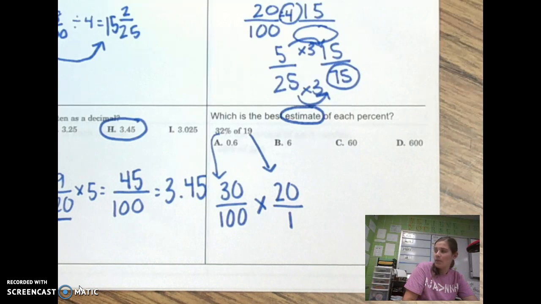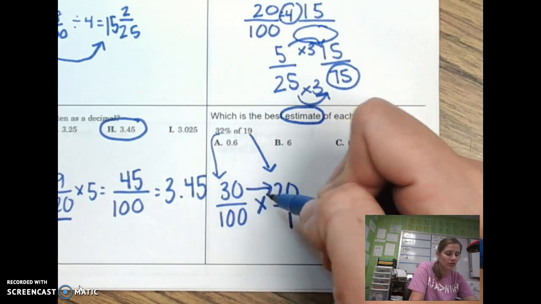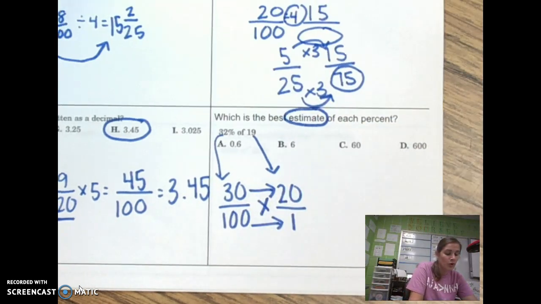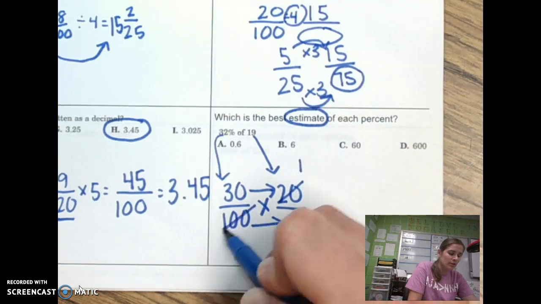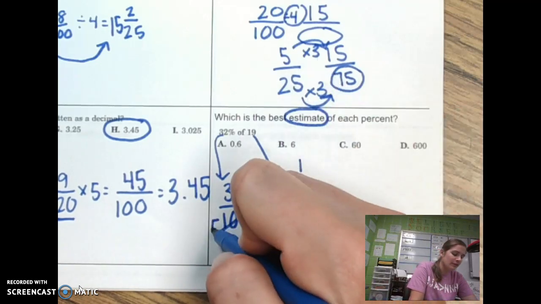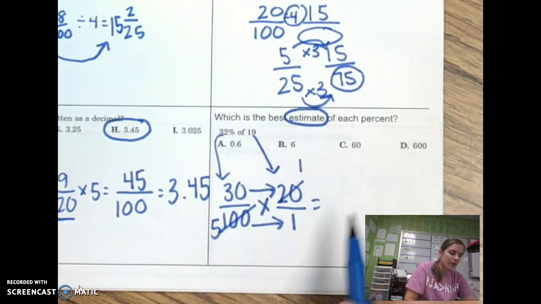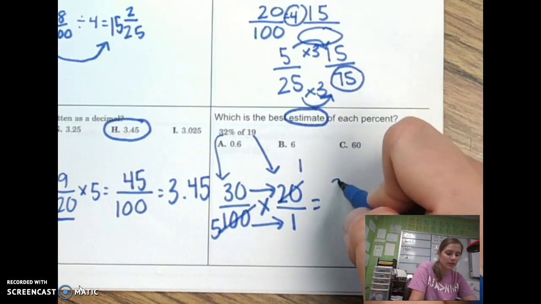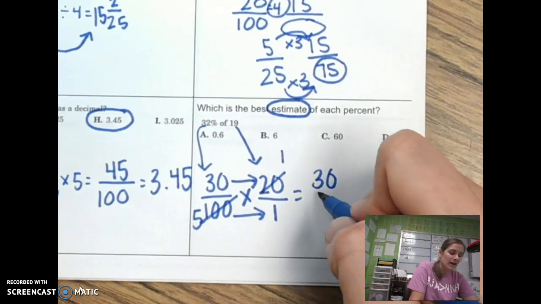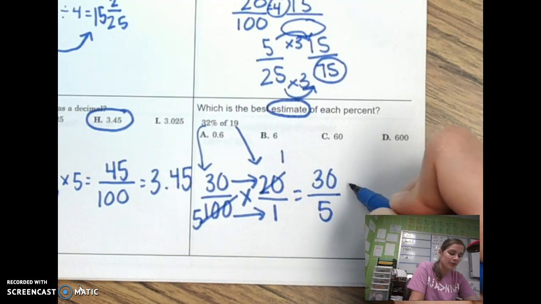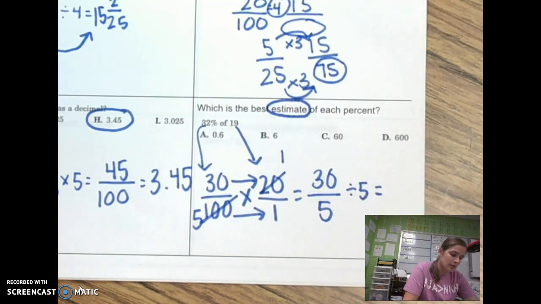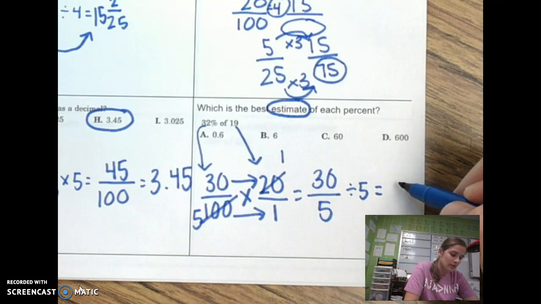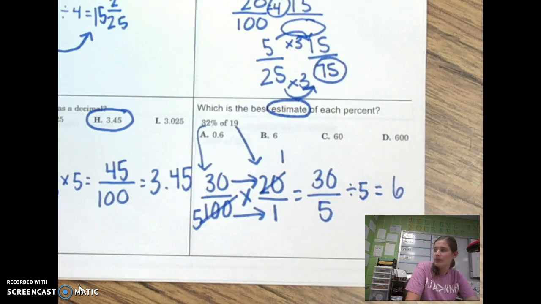Okay, so you can either choose just to multiply straight across like how it is, or you can cross cancel. I'm going to show you how to cross cancel. 20 goes into 20 one time. 20 goes into 100 5 times. So when we multiply across, we get 30 times 1 is 30, and 5 times 1 is 5. Now 30 divided by 5 equals 6. So 6 is our answer.